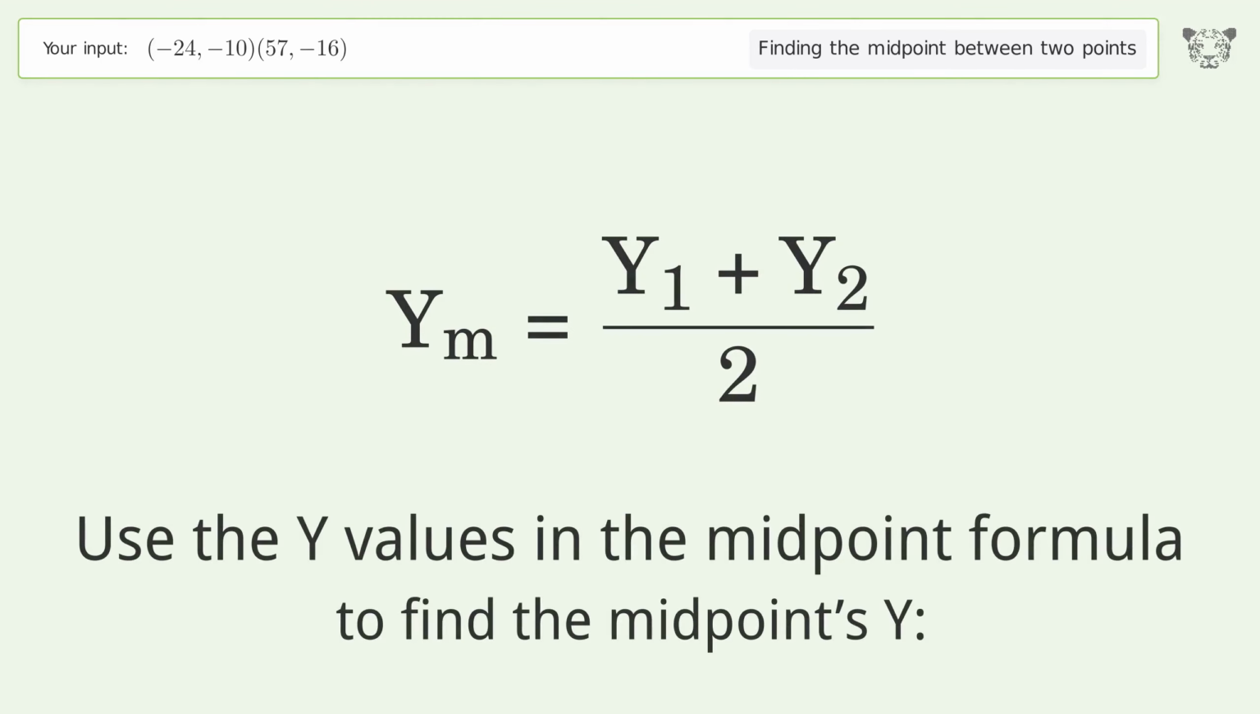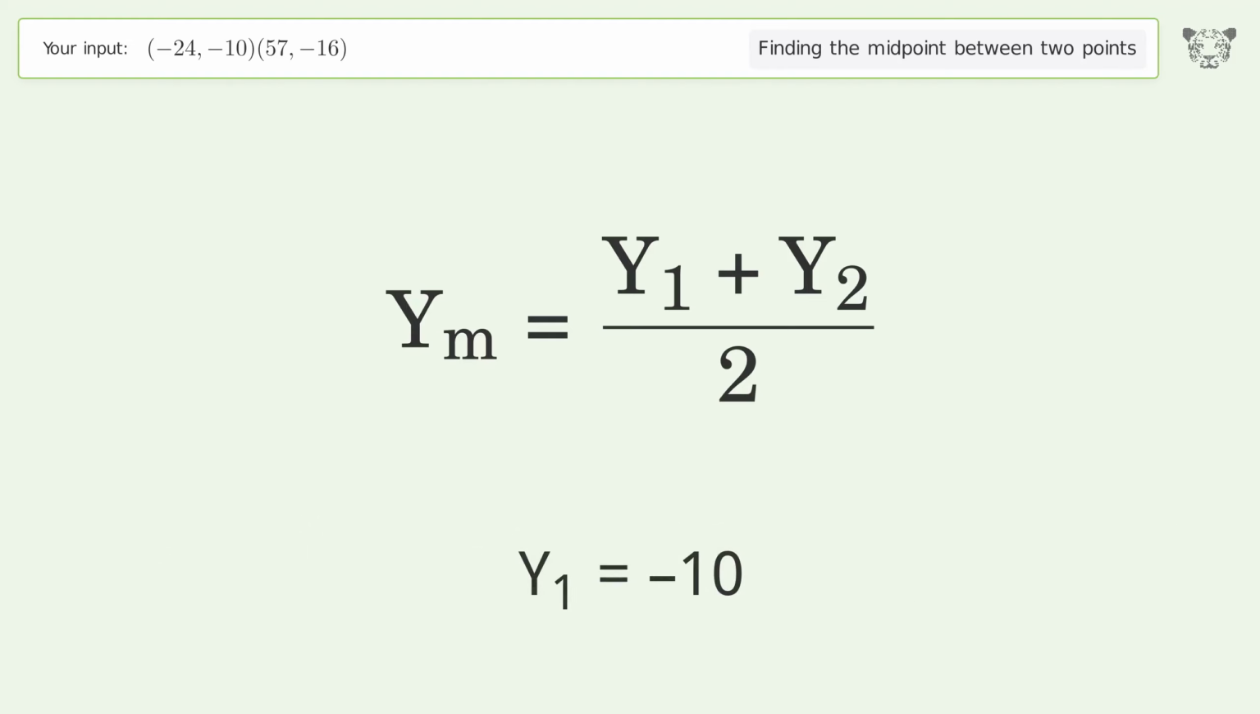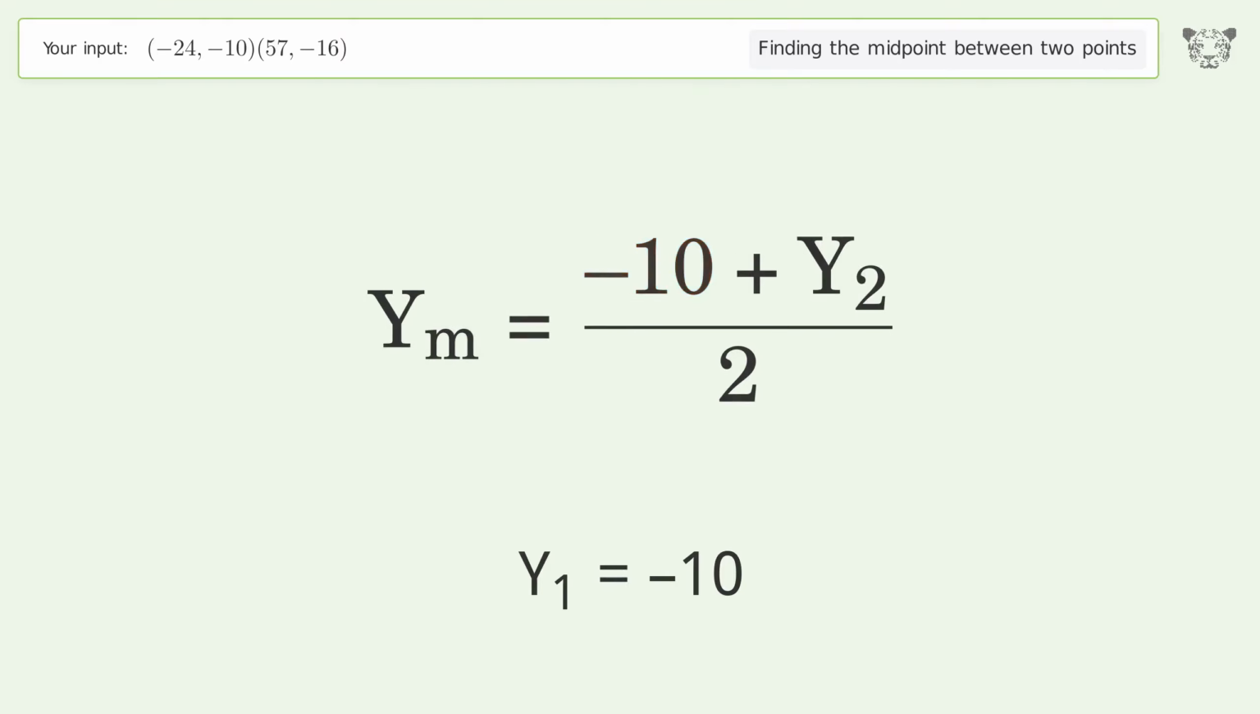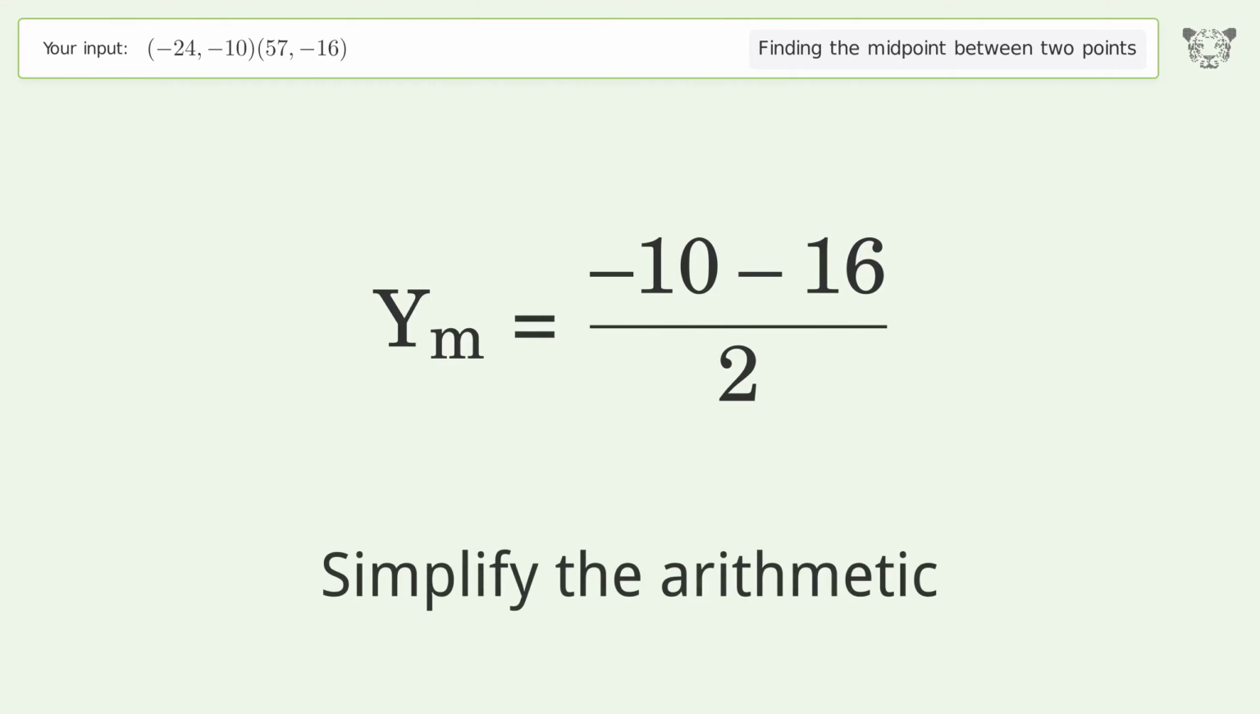Use the y values in the midpoint formula to find the midpoint's y. y1 equals negative 10. y2 equals negative 16. Simplify the arithmetic.